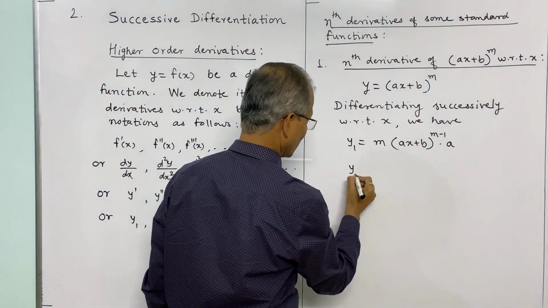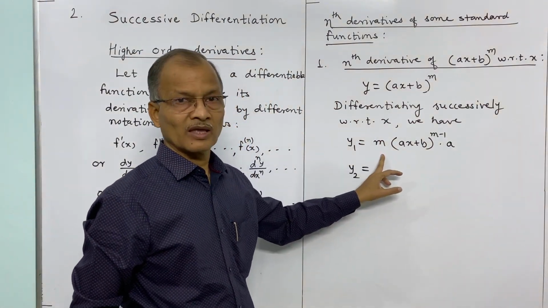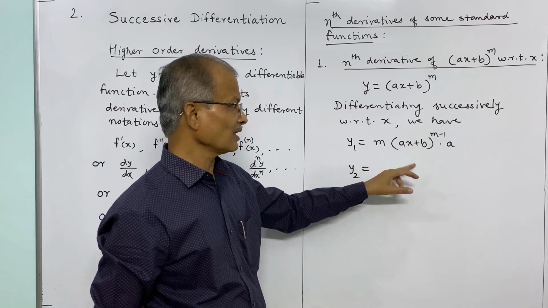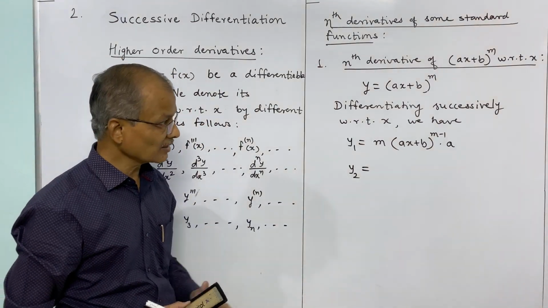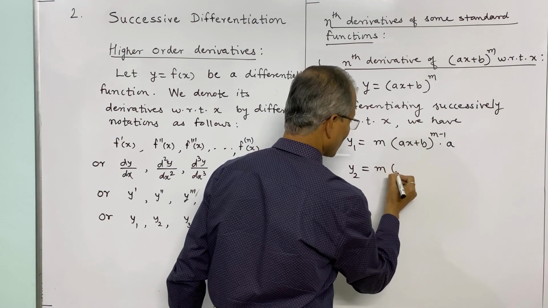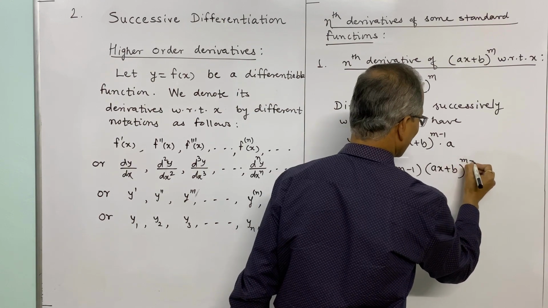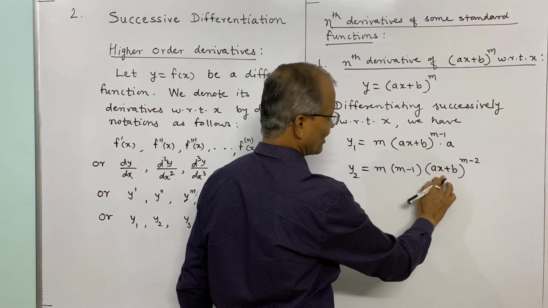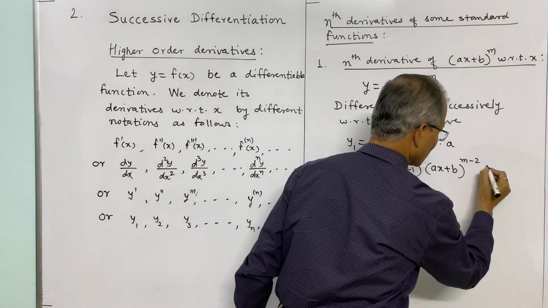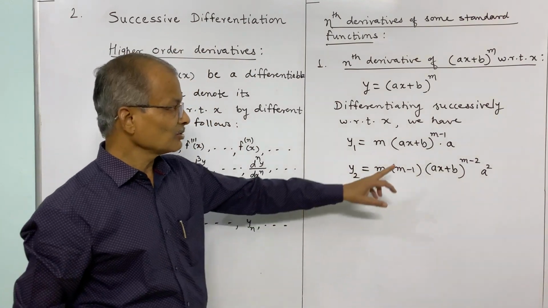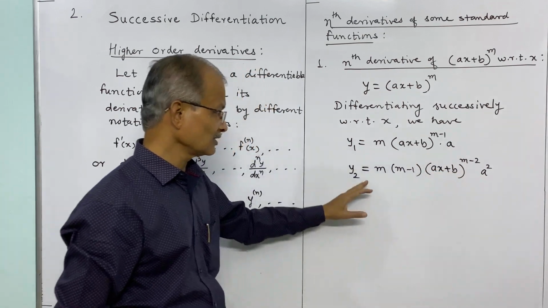Again differentiate this, we shall get second derivative as y2. Now here m and a are constants, and therefore this will remain as it is, and we have to differentiate this function only, ax plus b to the power m minus 1, using the same formula, and therefore this will be m into m minus 1 into ax plus b to the power m minus 2, and again we have to multiply by its derivative, that is a, and that a into this a becomes a square. So you should verify this. We have used the same formula and we have written the derivative of this, and that a into a becomes a square. So this is y2.